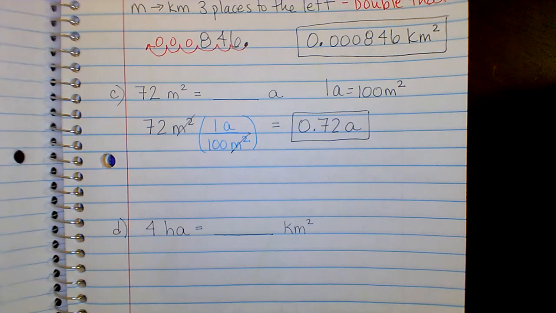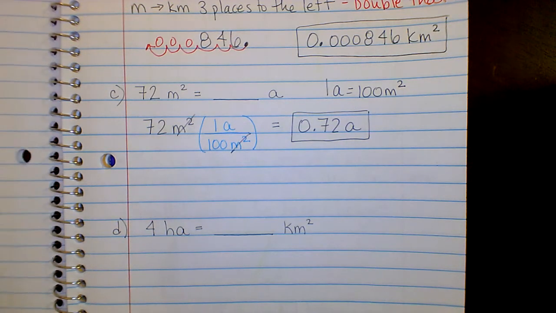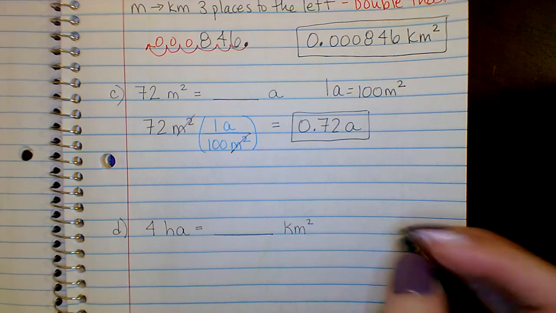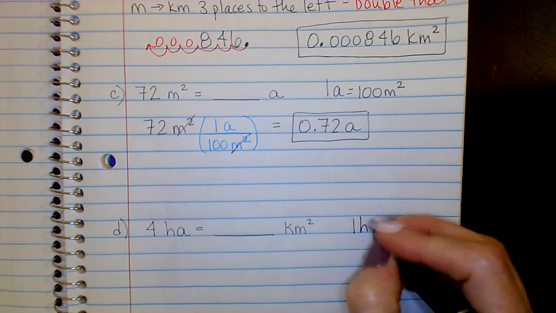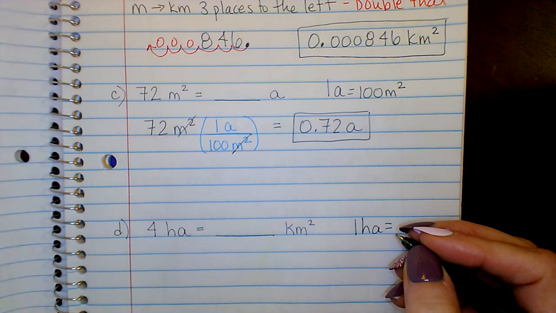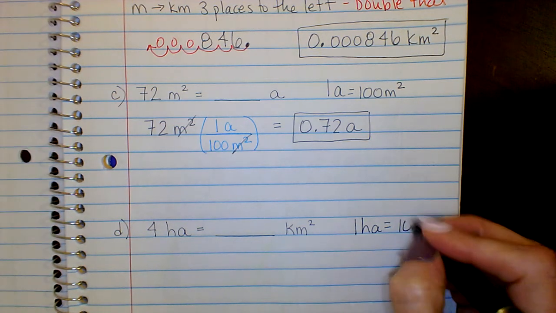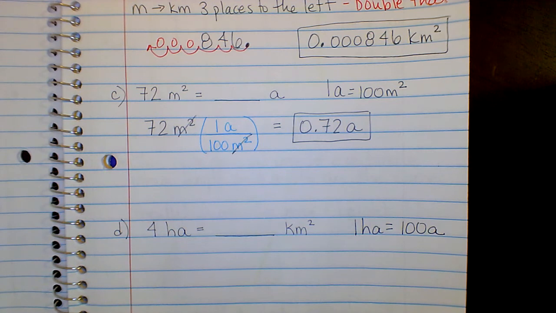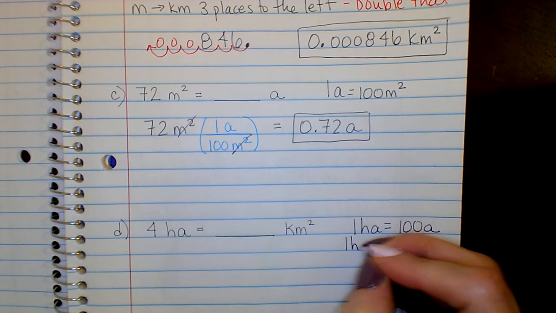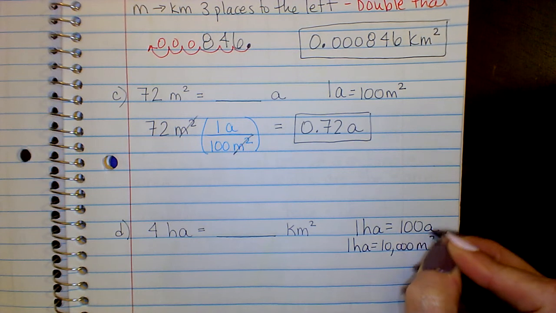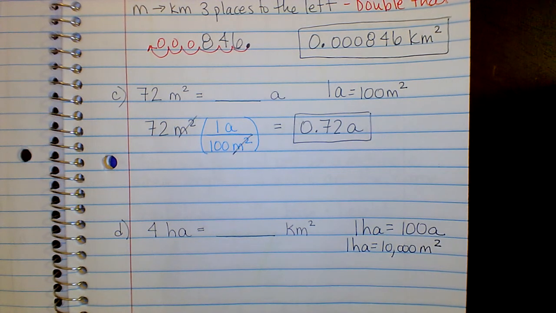So let's flip back here, see what the hectare conversion was. I don't remember that off the top of my head. 1 hectare is what, 100 ares? I believe. I just want to make sure, yeah. So a hectare is 100 ares. It's also 10,000 square meters.